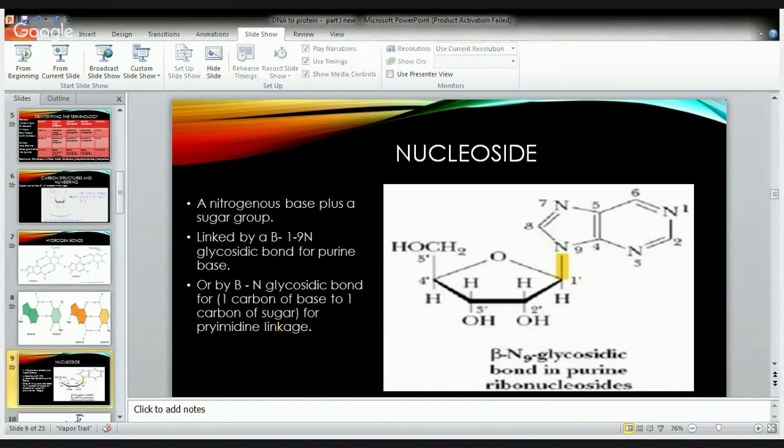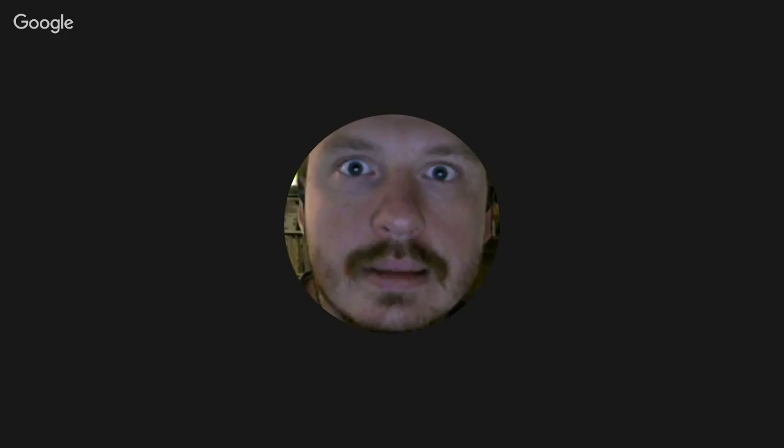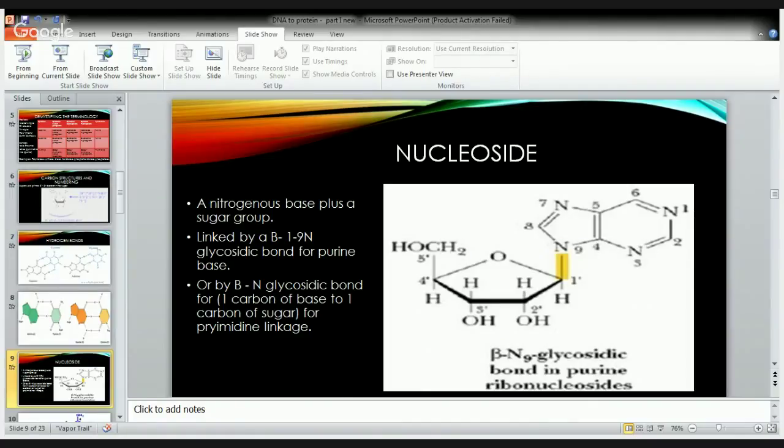Now, why they call it an N9 is that it is a nitrogen atom here, and it's at the 9th position of the carbon. Remember about the numbering? We're going to number this purine starting from over here: 1, 2, 3, 4, 5, 6, 7, 8, 9. So this 9th position is going to be on the first position of the ribose. So we call that a nitrogen 9 glycosidic bond. If it's on a pyrimidine, it's going to have the 1 position here, and it's going to be a 1-1 bond, so you just leave that off. So it's just considered a beta glycosidic bond. So it's linked by a beta 1,9 nitrogen glycosidic bond for purine, or a beta glycosidic bond for the 1 carbon of the base to the carbon of the sugar for pyrimidine linkage.